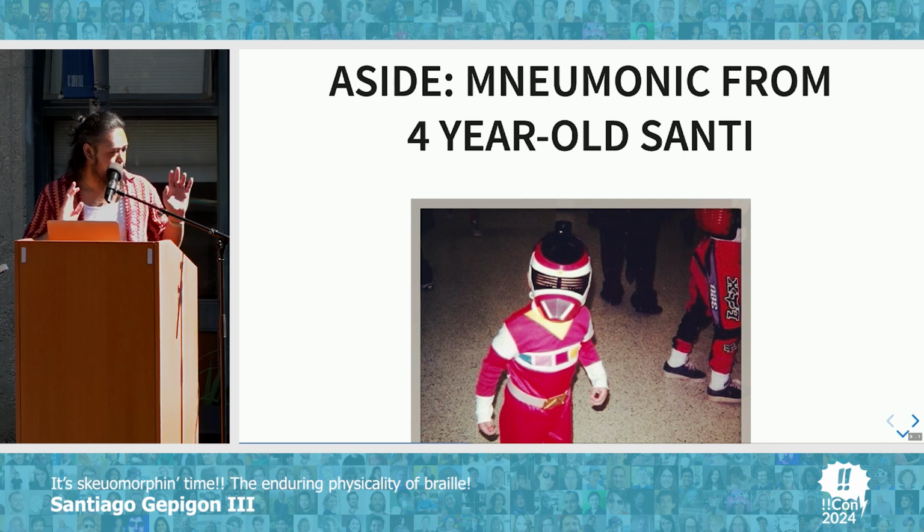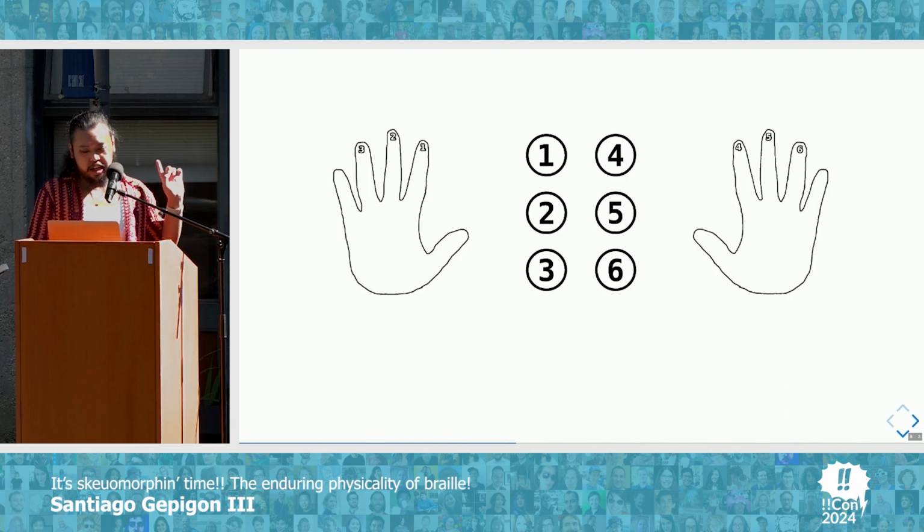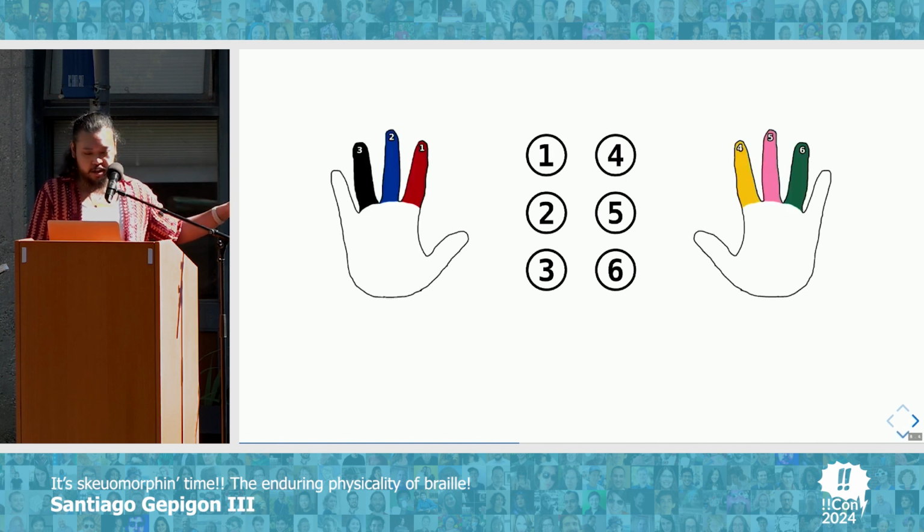And then aside, there are some mnemonics that I'm going to borrow from 4-year-old Santi. Basically, he knew one thing, and he just loved Power Rangers. And this is helpful because I know at least 6 colors, and I could count up to 6. So taking that diagram I had earlier, I could just color the fingers to each end, and I kind of end up remaking hand turkeys in some sense, and that's kind of appropriate for this location.